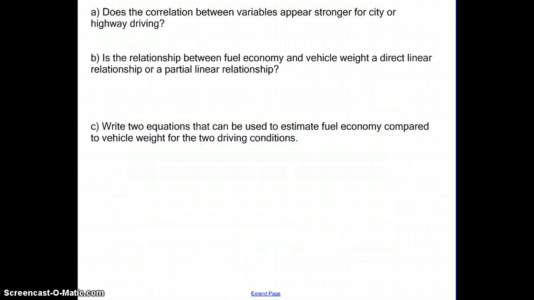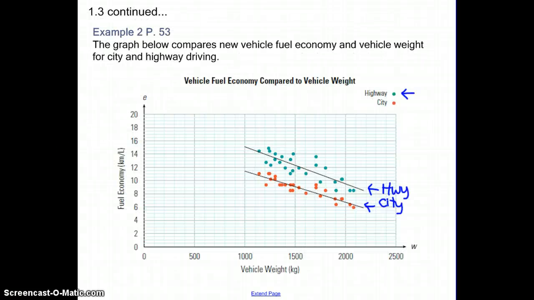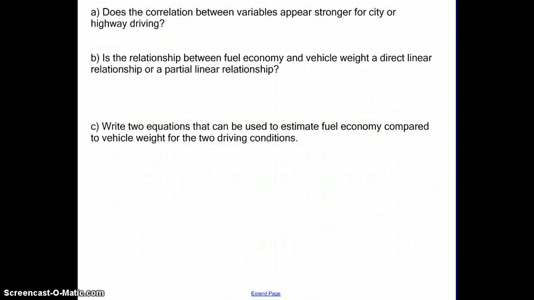Okay, if we look at question number 1, it says, does the correlation between variables appear stronger for city or highway driving? If you look at all of these points surrounded by the lines, the city driving has the points closer to the line of best fit, whereas the highway driving, the points are more spread out. So the stronger correlation would be for city driving, because the points are closer to the line of best fit.